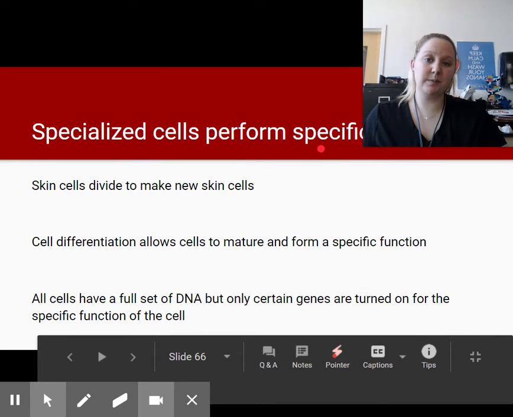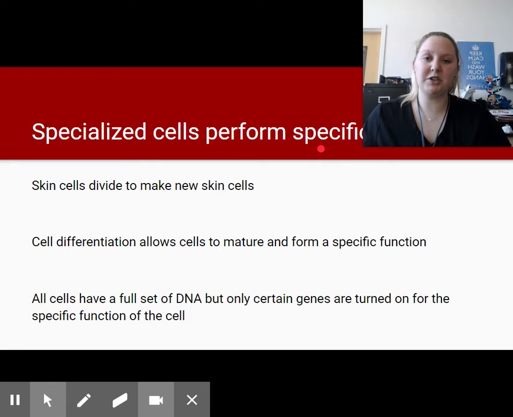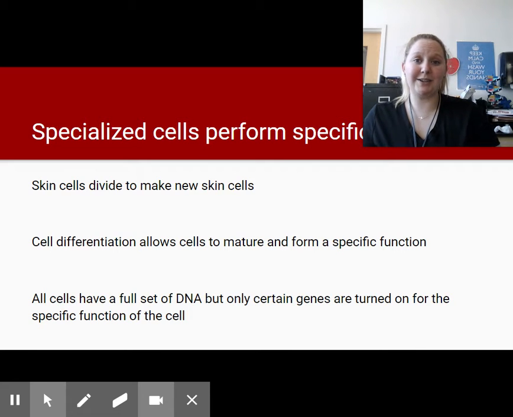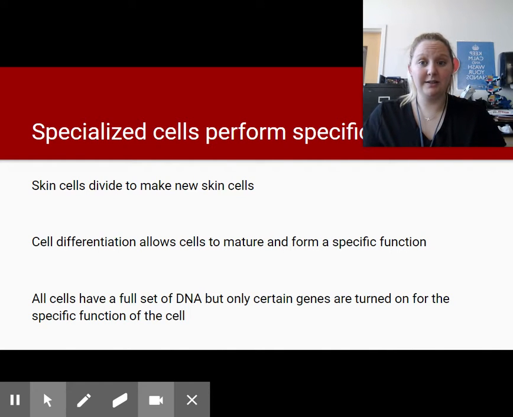Specialized cells perform specific functions. When you think of a specialized cell, you think of a skin cell, a nerve cell, a muscle cell. But we also have unspecialized cells in our bodies as well. Skin cells always divide to form new skin cells. It would be very concerning if your skin cells started making a liver. That's what cell differentiation is.